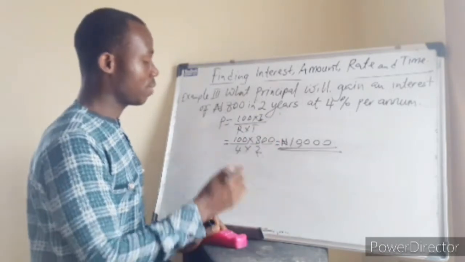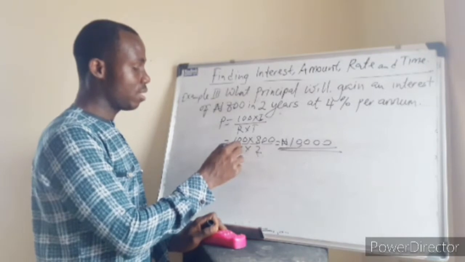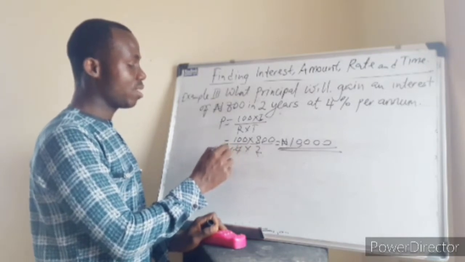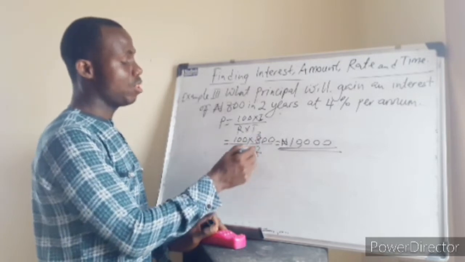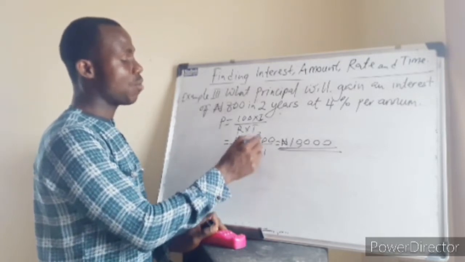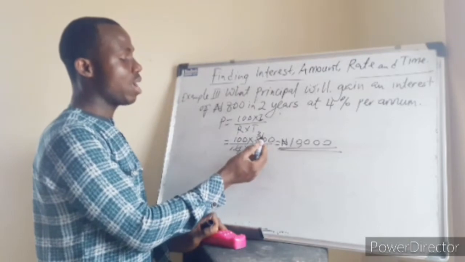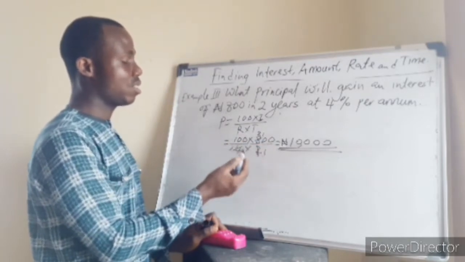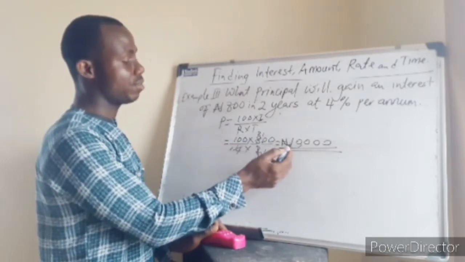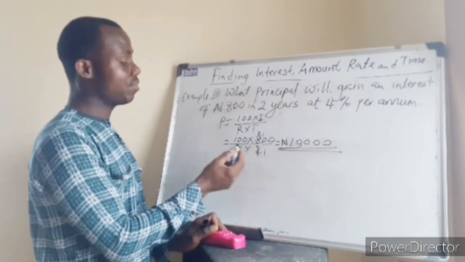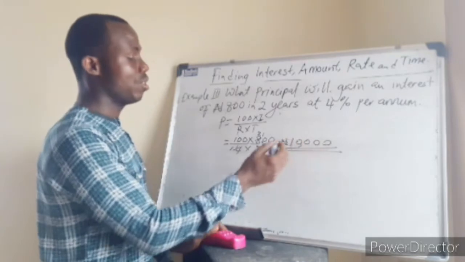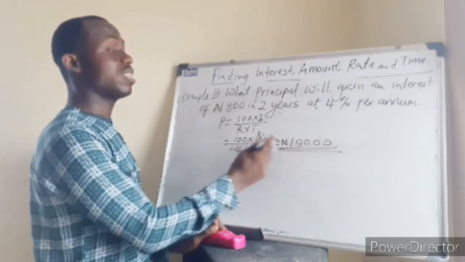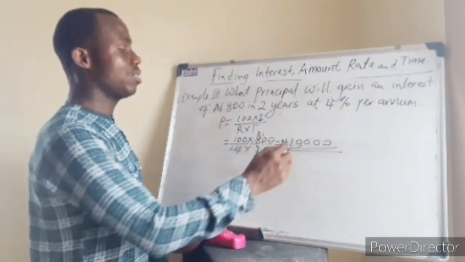So we take it this way. 4 here is 1. 8 divided by 4 is 2. 2 divided by 2 is 1. So we have 100 times 100. 1 times 1 is 1. Then you count the number of zeros left: 1, 2, 3, 4. So 100 times 100 is 10,000. So this is our final answer.